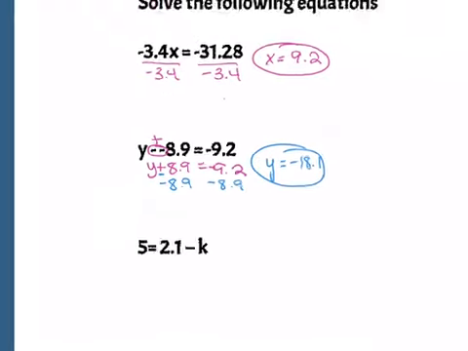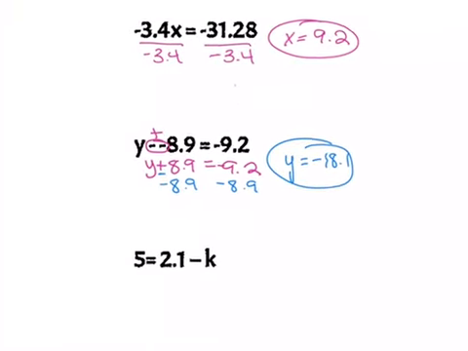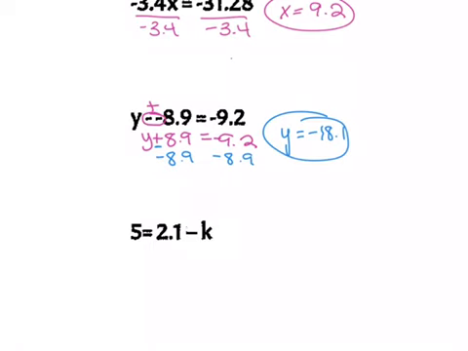Third one, 5 equals 2.1 minus k. So I've got my variable, got my numbers. So I'm going to move this 2.1. There's no sign in front of it, so that just tells me that it's positive. So the opposite of that would be a negative or subtracting. So 5 minus 2.1 gives us 2.9, and I have negative k.